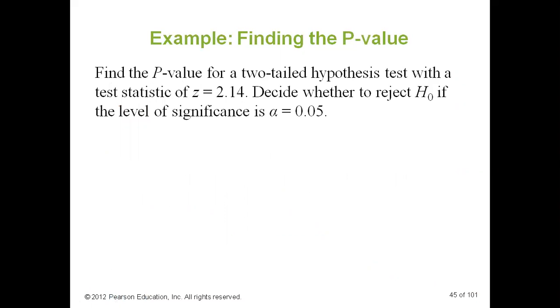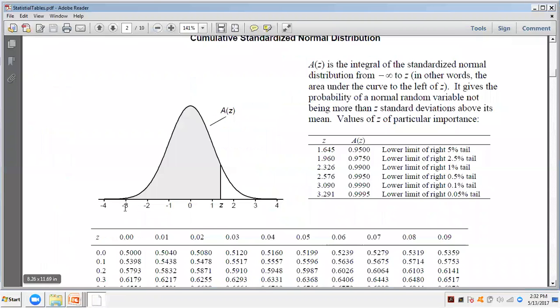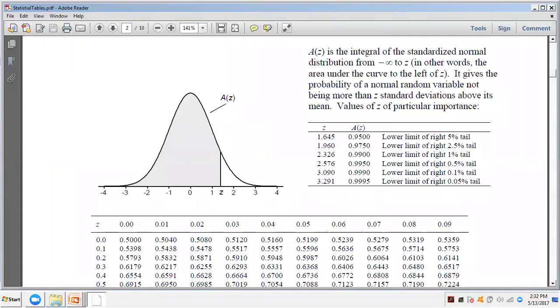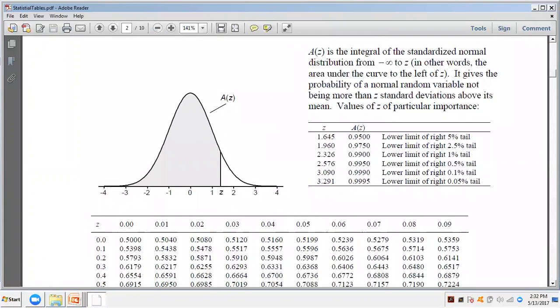Next, find the p-value for a two-tailed hypothesis test with a test statistic of z equal to 2.14. Determine whether to reject the null hypothesis for the given level of significance alpha. So in this case, z equal to 2.14. You have to find out the z table for positive z. In this table, this is the z table, the cumulative standardized normal distribution table.